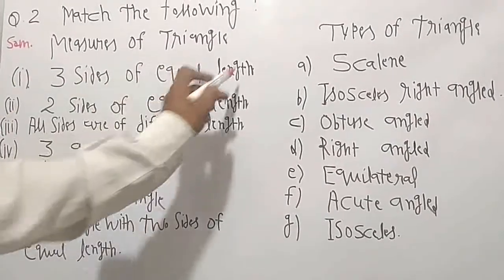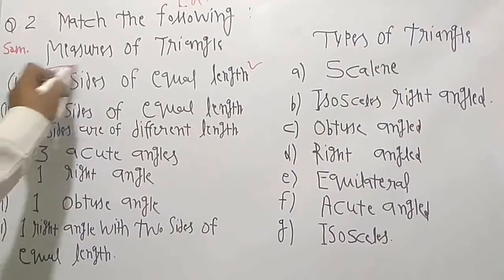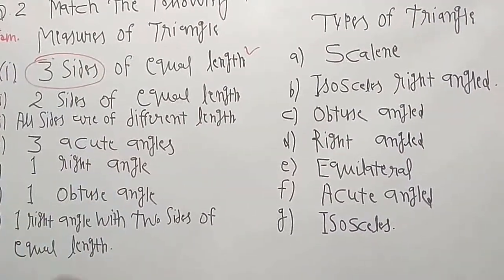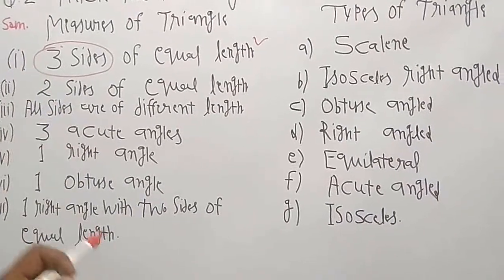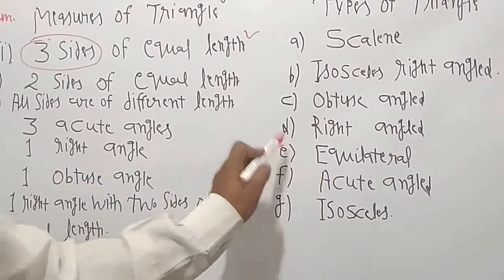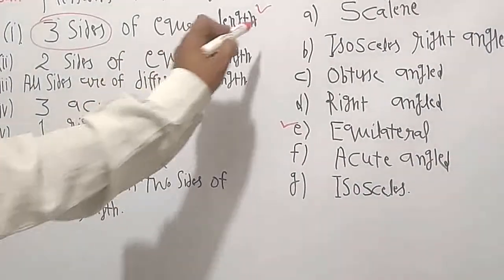3 sides of equal lengths. Here it is 3 sides, all the 3 sides of equal lengths. On the basis of the sides, all the 3 sides are equal, then it is matching with E, equilateral triangle. So the answer of the first part is E.